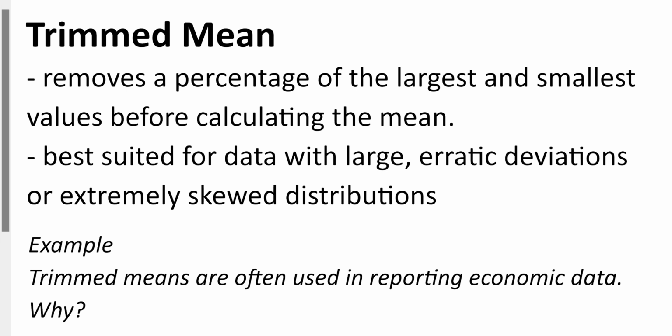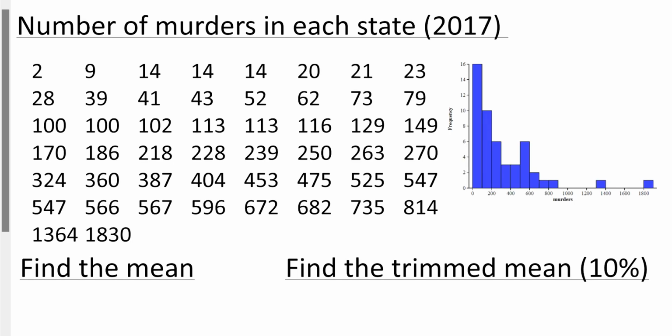You oftentimes see it with reporting economic data, because you have a lot of people in a certain area of wealth, and then there's some people who make no money, and some people who make obscene amounts of money. So you cut off the top and bottom ends, and you get a better idea of where that center is with the mean.